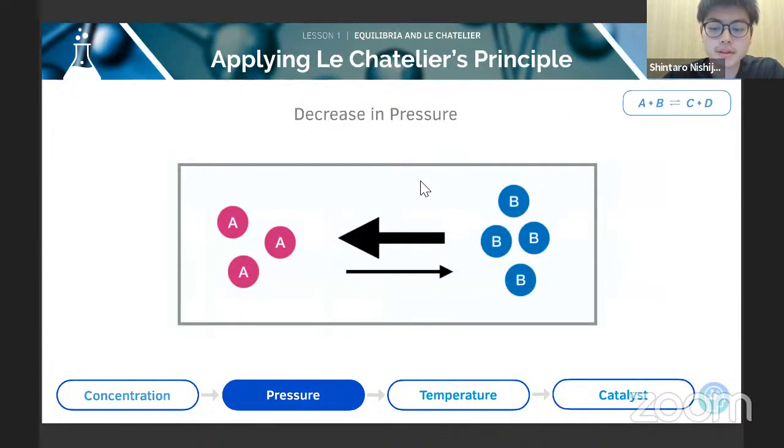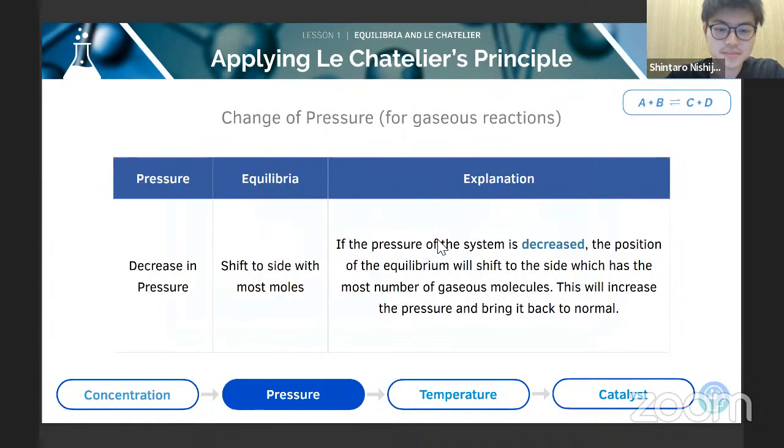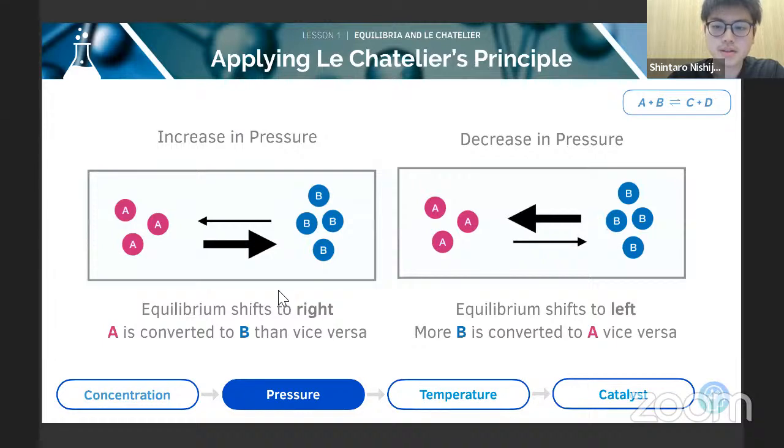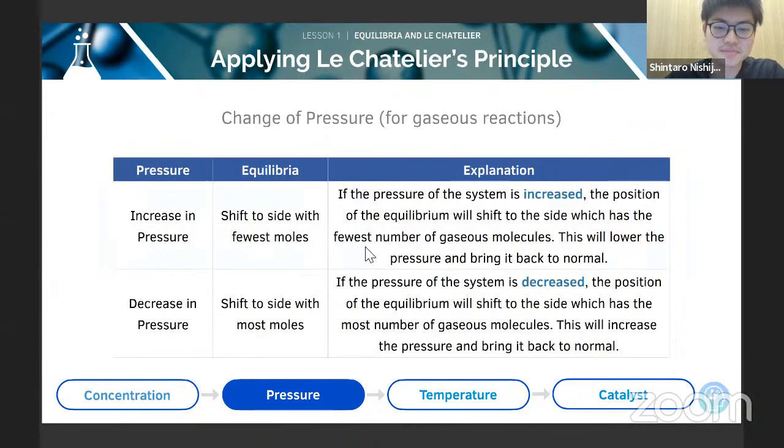We'll go through this with a specific example. If we decrease the pressure, we get the opposite effect, where it's going to try and move to the side with the larger number of molecules. Sorry about this slide, I don't think it's accurate. So it goes to the side with the most moles. Sorry, ignore that.